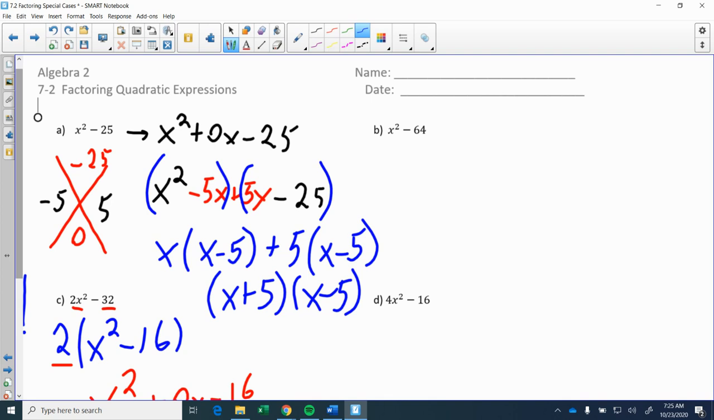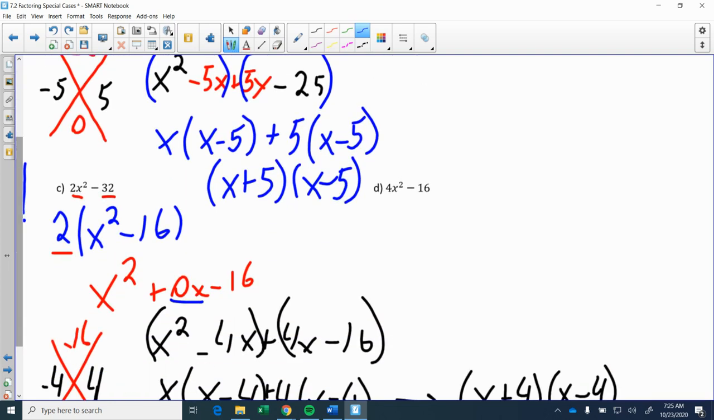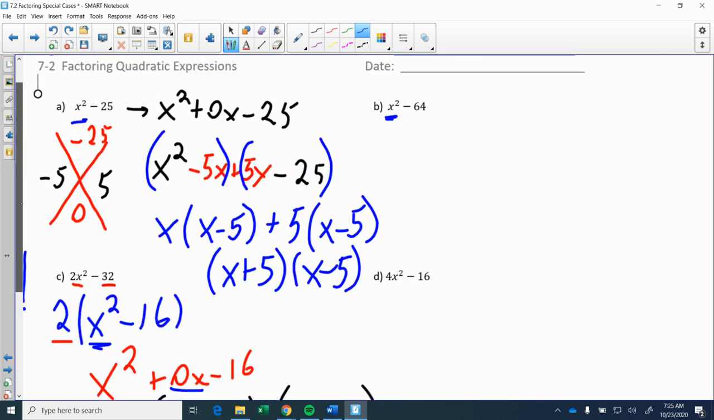Whenever I'm given an x squared value with no number in front, okay? So notice how there's no number in front of this x squared. After I factored, there's no number in front of that x squared. What happens is I can actually take a little bit of a shortcut.